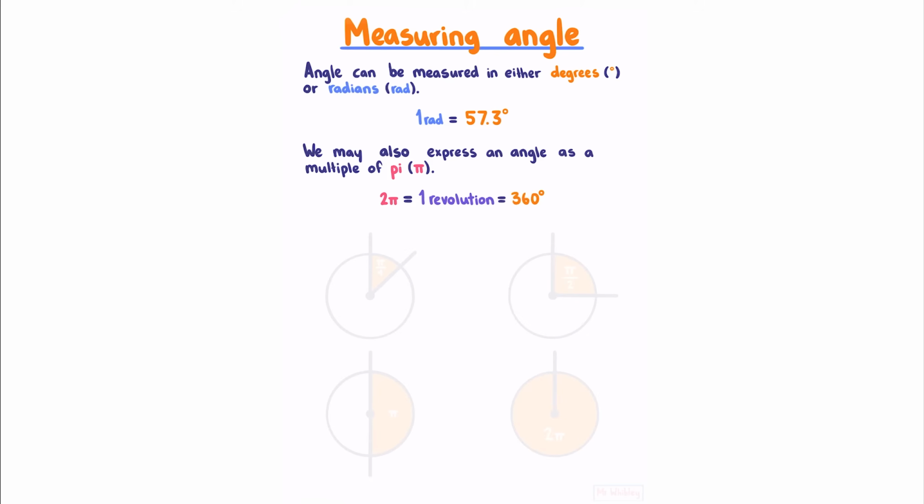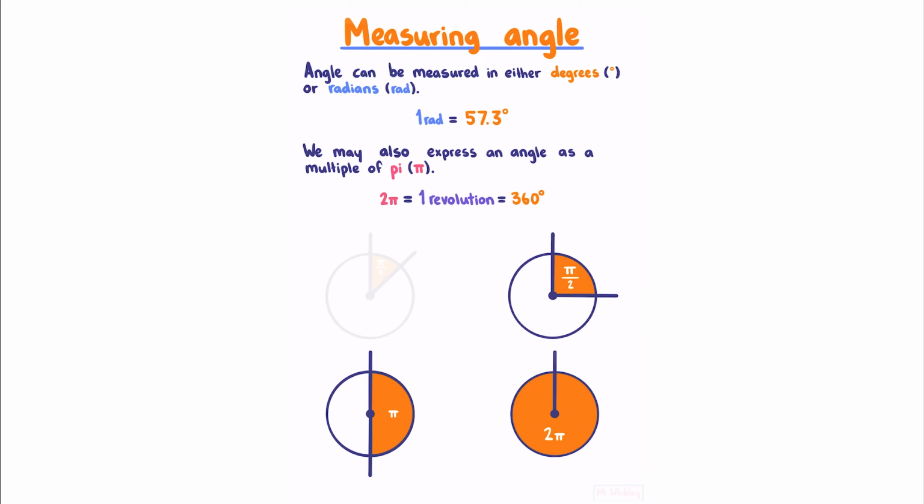words, 360 degrees. So a full revolution is 2 pi, half a revolution, or 180 degrees, is going to be just pi. Half of that gets you a quarter of a revolution, and half of that, which is pi over 4, gets you an eighth of a revolution.